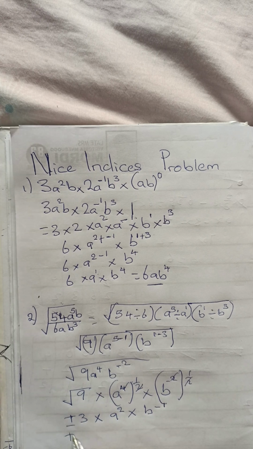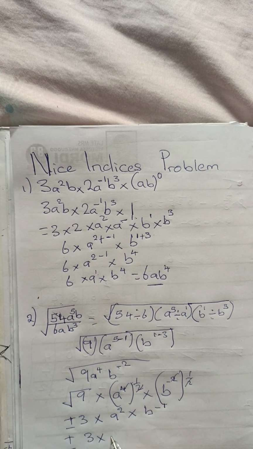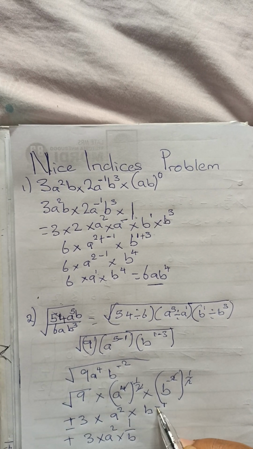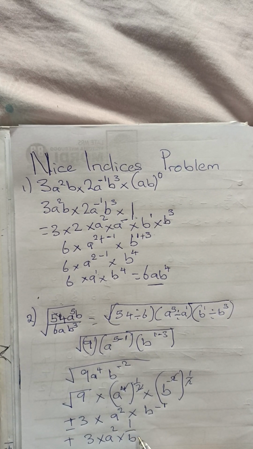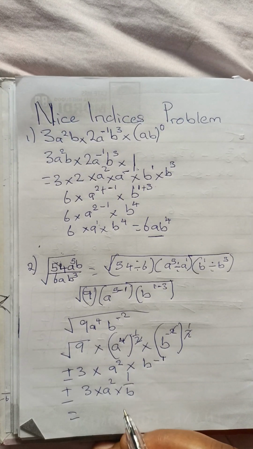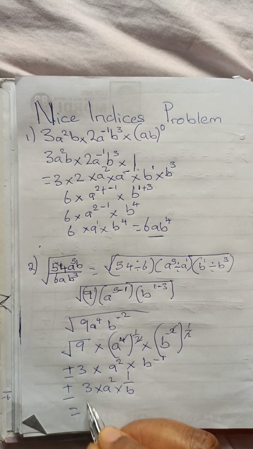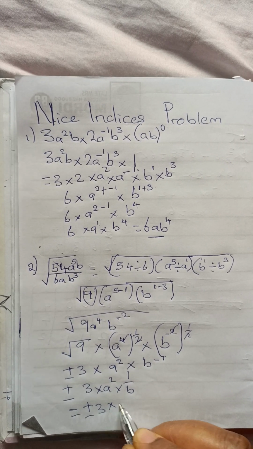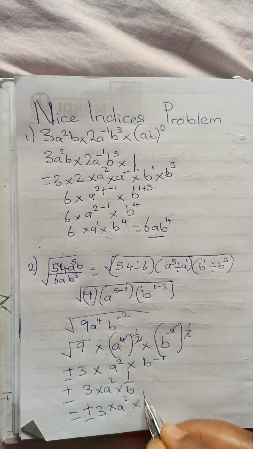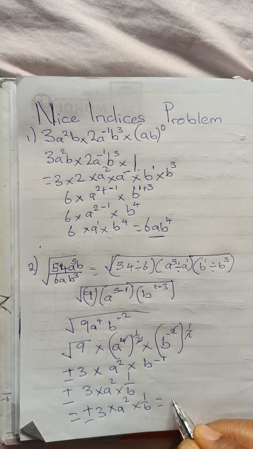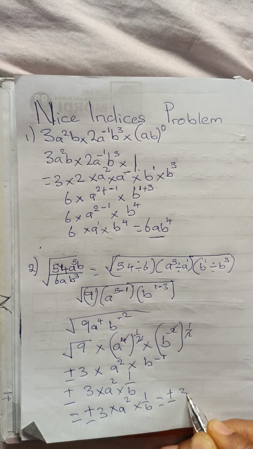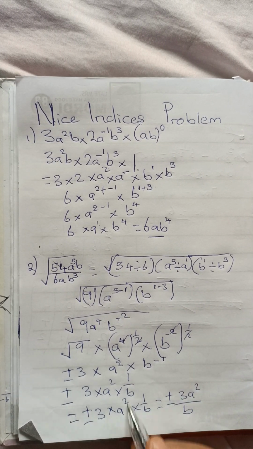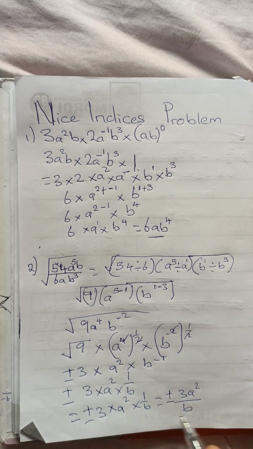So we have plus or minus 3 times a squared times 1 over b. Because of this minus 1, it becomes 1 over b, which is equal to plus or minus 3 times a squared times 1 over b equal to plus or minus 3a squared over b. 3a squared over b. This is the answer.